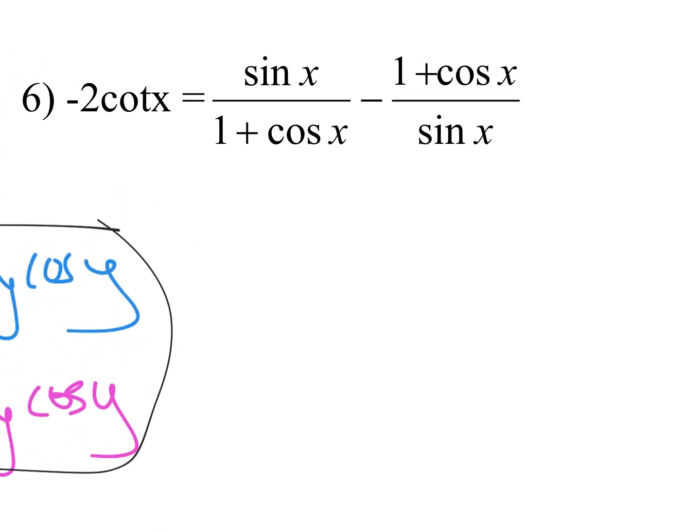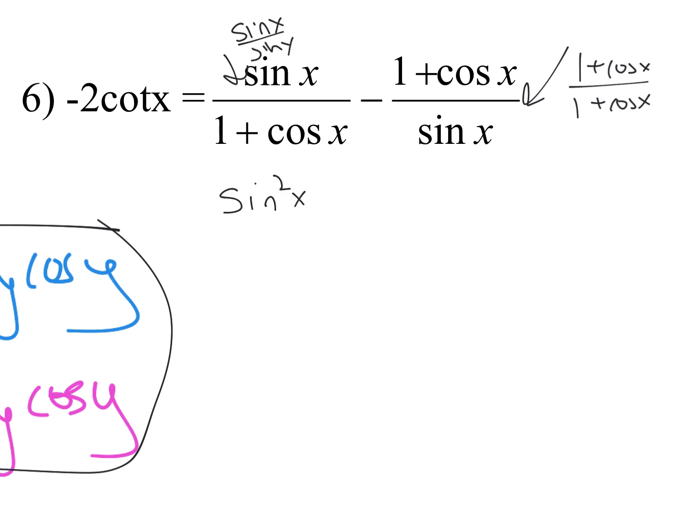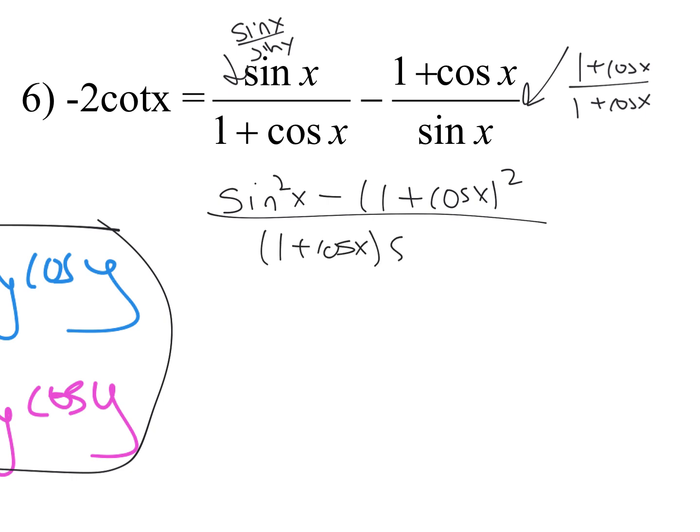All right, on to number 6. Now this one is going to have a little bit of algebra. This one is kind of tricky. So again, first things first, we need common denominators. So with this side, I'm going to multiply by 1 plus cosine x over 1 plus cosine x. With this side, I'm going to multiply by sine x over sine x. So I end up with this. Sine squared x minus 1 plus cosine x, quantity squared, over 1 plus cosine x sine x.